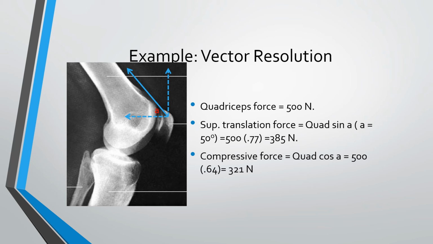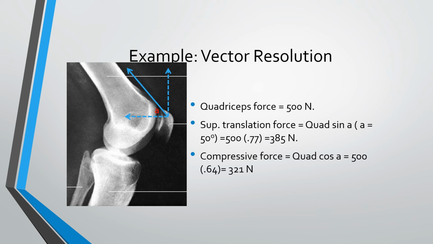So to figure it out, the sine of A is the sine of 50 degrees, or 0.77. So we have the quadriceps force of 500 times 0.77, which equals 385 newtons.